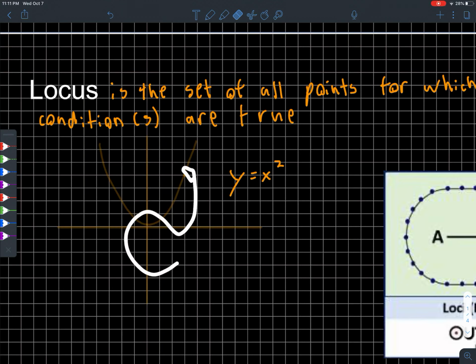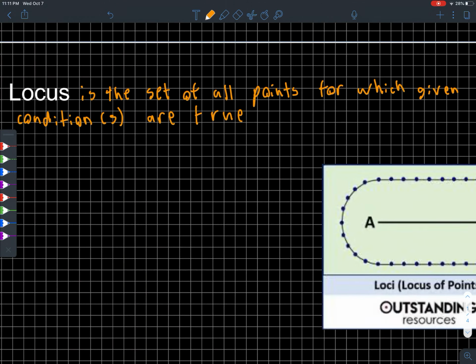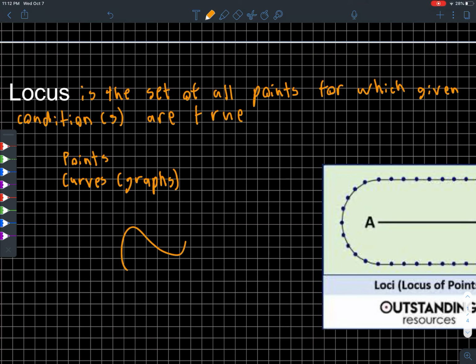All right, there are essentially 4 types of loci. There are points, whenever individual points are the only points that meet the given conditions. There are curves, which you guys know as graphs, which are, well, you know what those are. Those are one-dimensional squiggly thingies that meet the given conditions.